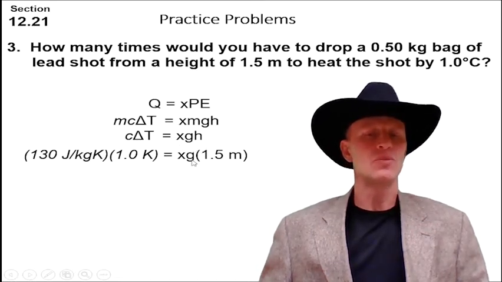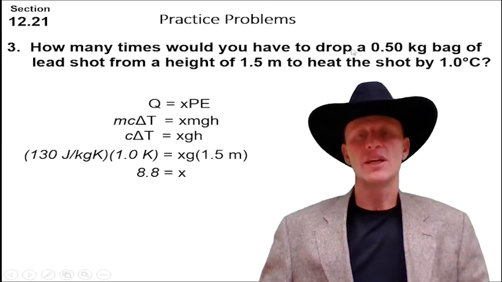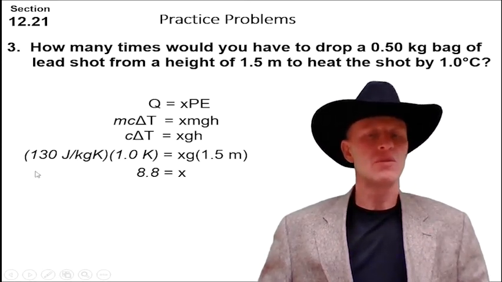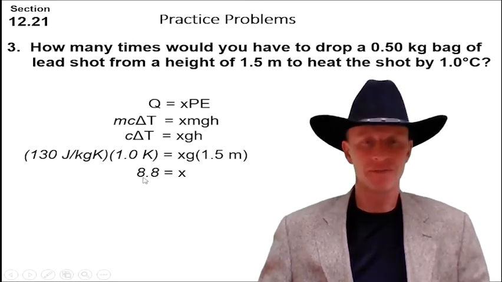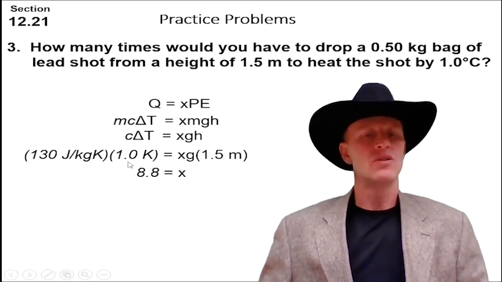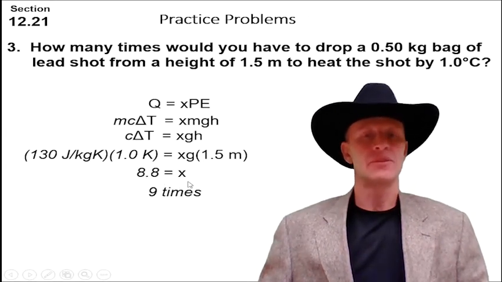So G is 9.8 times 1.5, and we can solve for 8.8. Now the question is, how many times would you have to drop it in order to increase it by 1? Well, you can't drop something 0.8 times. So how many times would it be? Would 8 be enough? 8 would not be enough. It wouldn't raise a whole degree or a whole Kelvin. So we have to drop this thing 9 times.